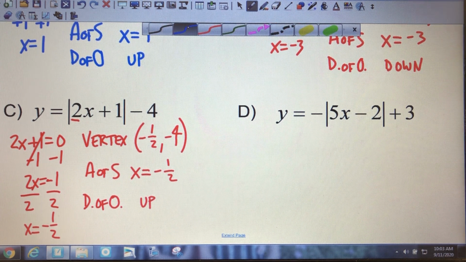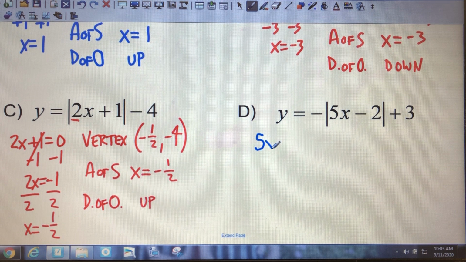Last one on this slide. Again, start with setting that inside equal to 0. This will get your horizontal shift.